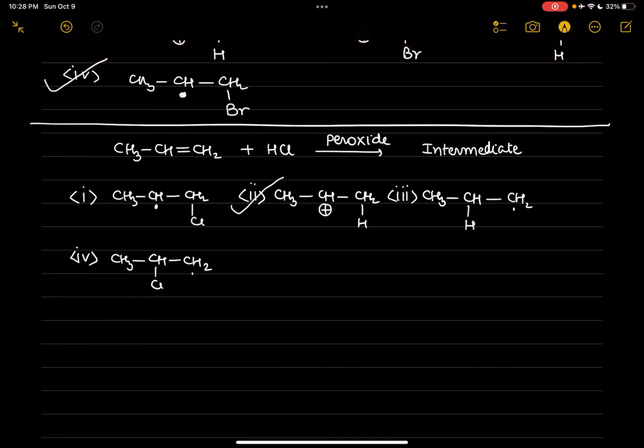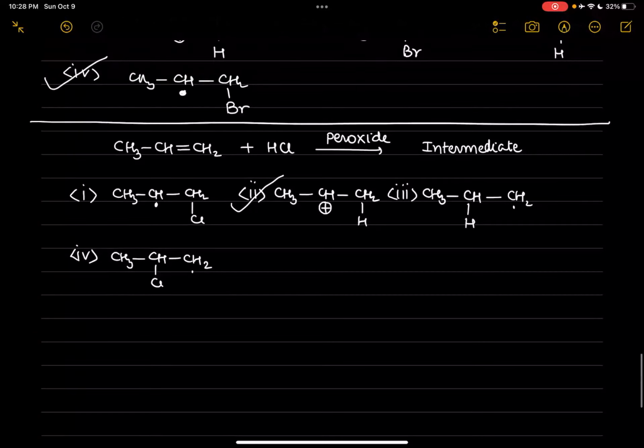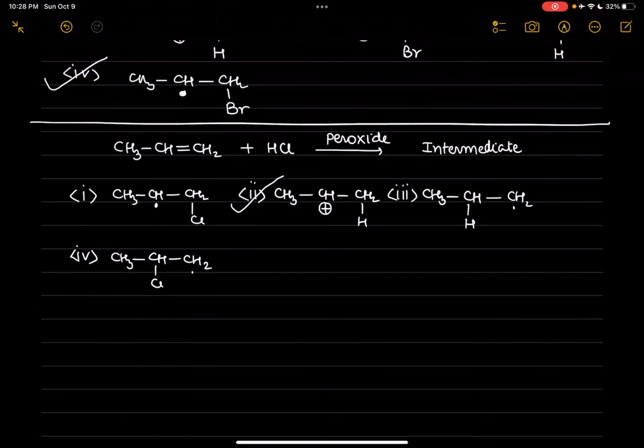Exactly. Many of us see peroxide and think that it's a free radical addition, and it's anti-Markovnikov addition. We start all sorts of stuff, and we get confused. So if it is HCl, HF or HI, peroxide is not going to do anything to them.